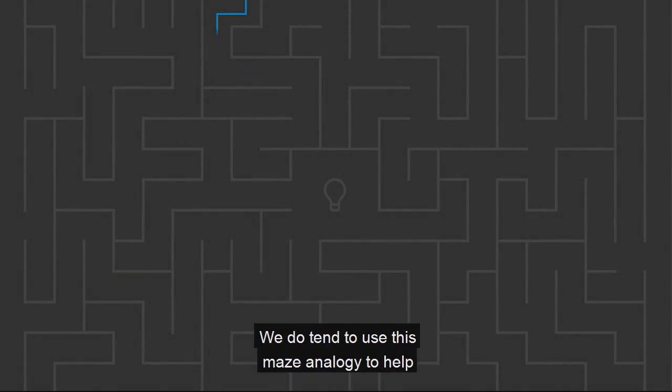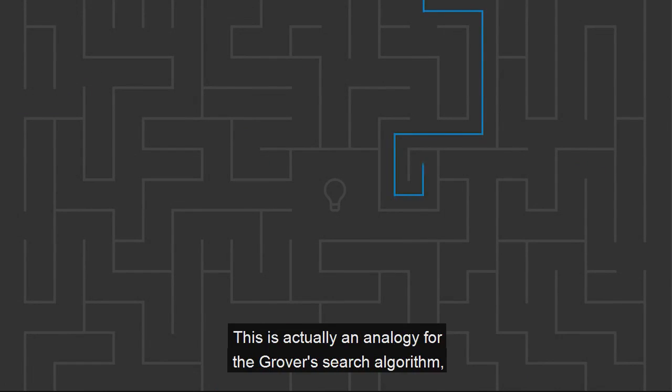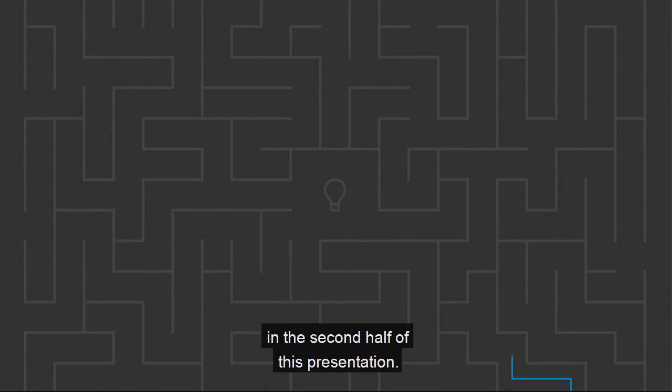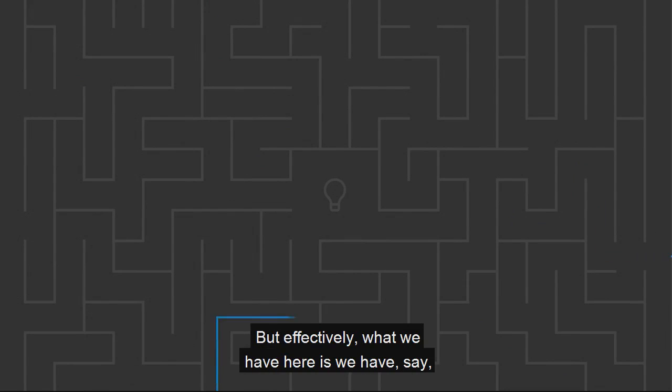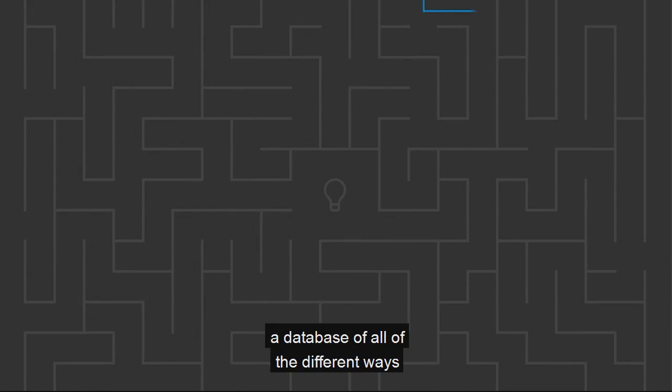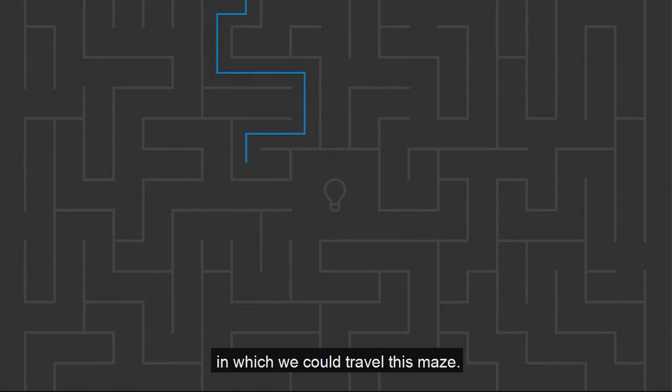We do tend to use this maze analogy to help us understand a bit more about how we can leverage this superposition. This is actually an analogy for the Grover search algorithm, which is what I'll be talking about in the second half of this presentation. But effectively what we have here is, say, a database of all of the different ways in which we could travel this maze.